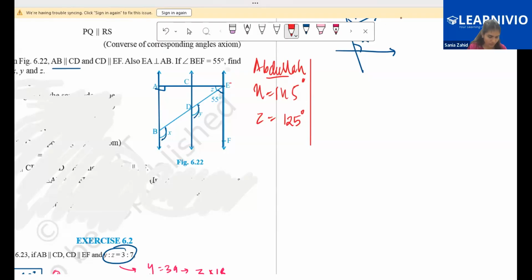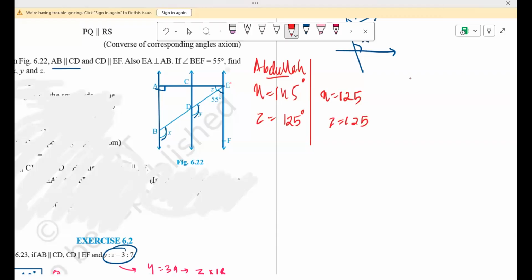Ma'am, I got 125 for both of them. You got 125 for both? Okay, let others also. Children, sorry, just wait for a minute, there is some noise going on. Okay, I'll continue. Ma'am, for Z I get 35 degrees.